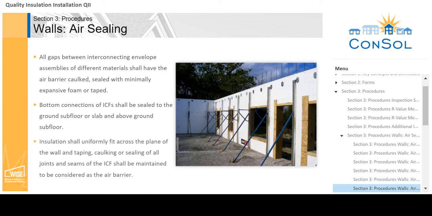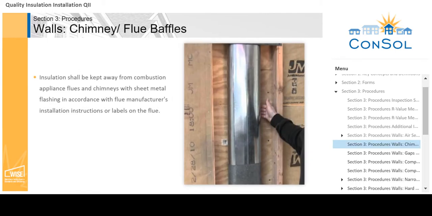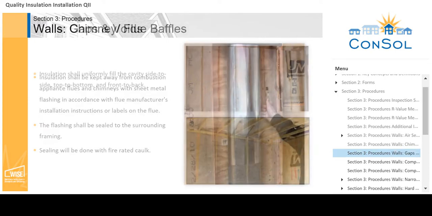Insulation shall uniformly fit across the plane of the wall, and taping, caulking, or sealing of all joints and seams of the ICF shall be maintained to be considered as the air barrier. Insulation shall be kept away from combustion appliance flues and chimneys with sheet metal flashing in accordance with flue manufacturer's installation instructions or labels on the flue. The flashing shall be sealed to the surrounding framing using fire-rated caulk or foam.